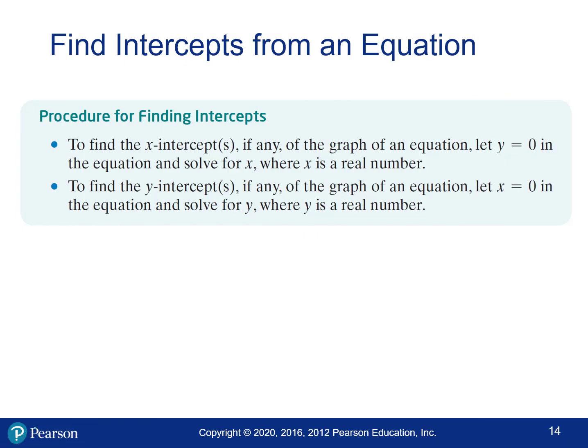Okay, so right here. We have that for x-intercepts, if there are any, because some graphs don't have any, y is 0. You plug in 0 for y, and then you solve for x. Very much the same process for the y-intercept. For the y-intercepts, if there are any, because sometimes there's none, you let x equal 0, and you solve for y. So that's the process. Let y equal 0, solve for x, that gives you the x-intercept. Let x equal 0, solve for y, that gives you the y-intercept.